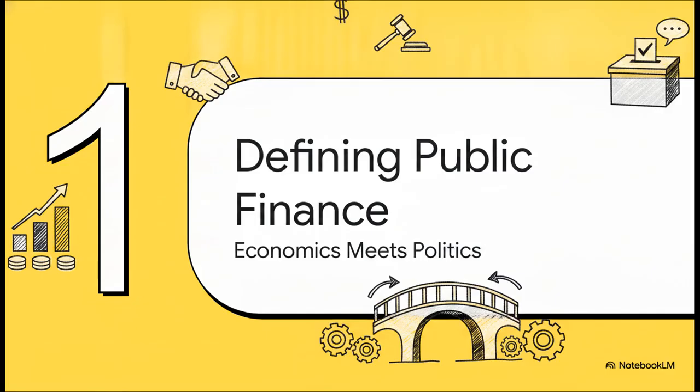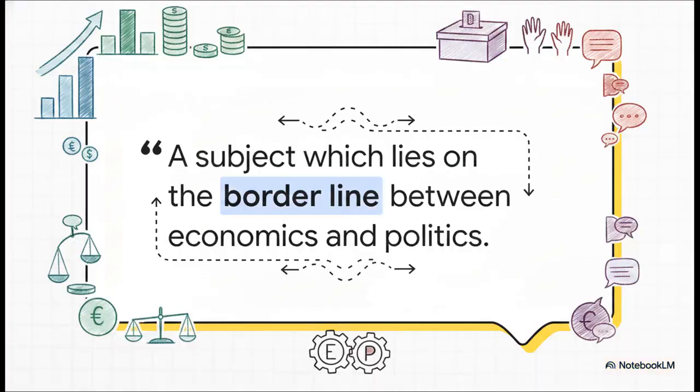Starting with the big picture, here is Section 1, Defining Public Finance and How It Bridges Economics and Politics. The famous economist Hugh Dalton hit the nail on the head when he said, public finance is one of those subjects which lie on the borderline between economics and politics. And that makes perfect sense, because at the end of the day, balancing a nation's income and its spending isn't just a sterile math problem. It's a very real reflection of societal priorities.